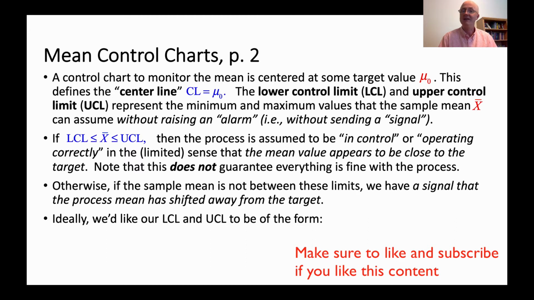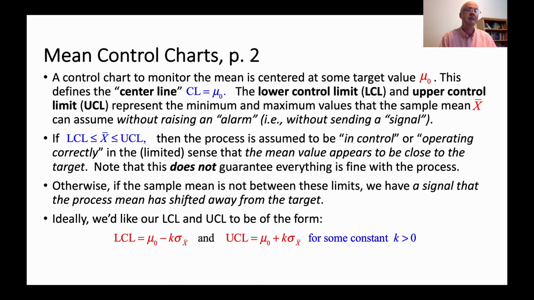Ideally, we'd like our LCL and UCL to be of the form, in this case at least, the CL, the center line, plus or minus some constant. And that constant is typically thought of as being a multiple, k times sigma sub x bar. So here we're starting to get a little bit more mathematical. What's that? That's the standard deviation of the distribution of the sample mean, sometimes called a sampling distribution. Typically it's a normal curve, and it's representing how x bar, the sample mean, varies over many, many samples.